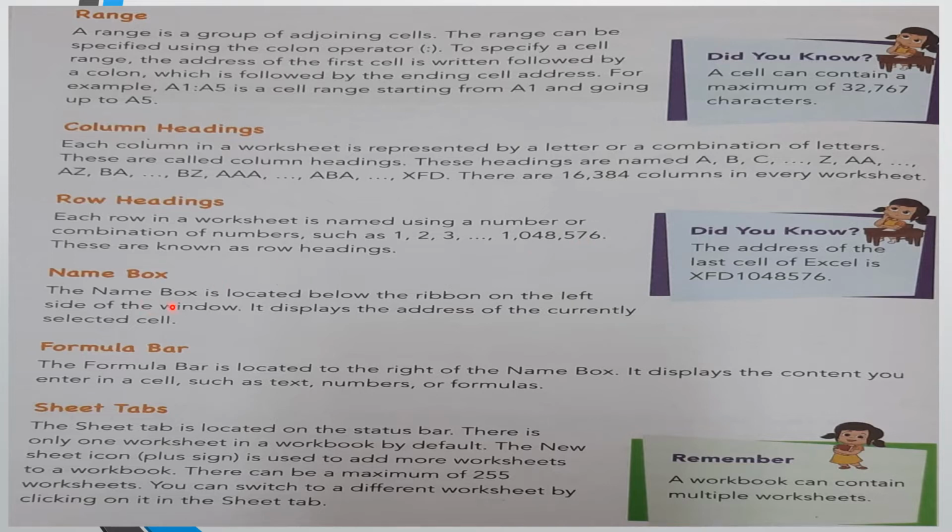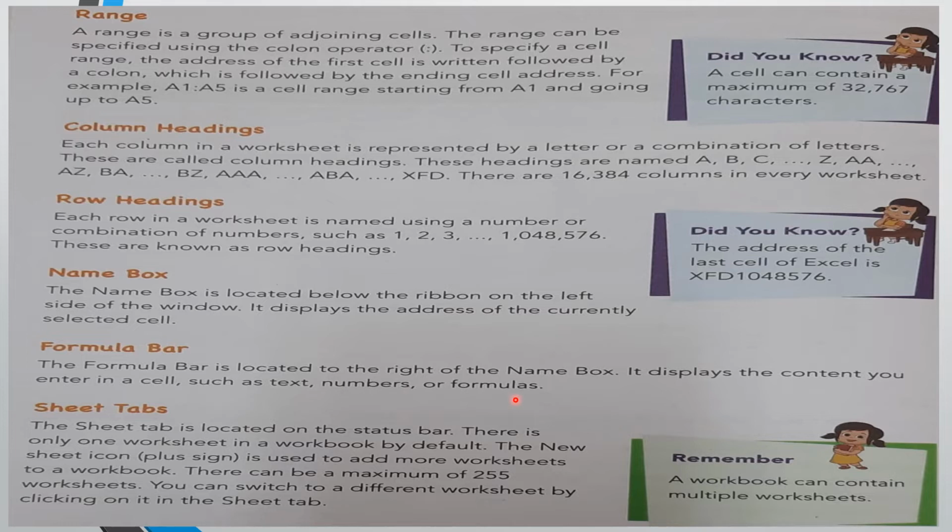Name box. Name box is located below the ribbon on the left side of the window. It displays the address of the currently selected cell. Means if you select any cell, that will be located in name box. Next is formula bar. The formula bar is located to the right of the name box. It displays the content you enter in a cell, such as text, numbers, formulas.